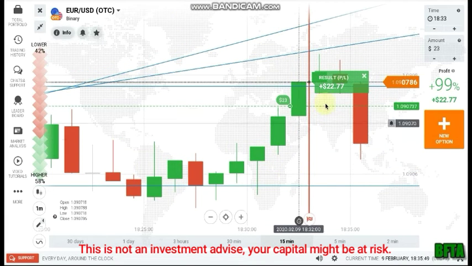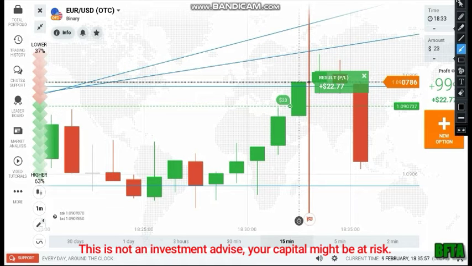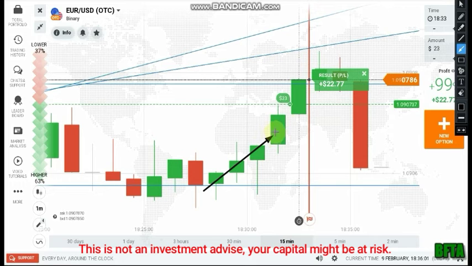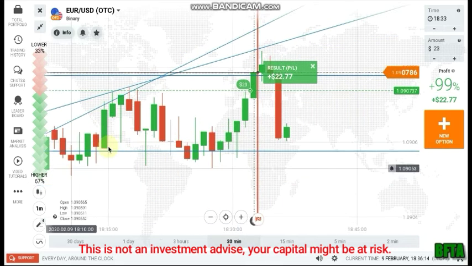And here I place a call option because, let me show you. Okay. Because I can see strong buyers entry and a strong buying pressure. It means they will easily form a bullish candle. That's why I place a call option.